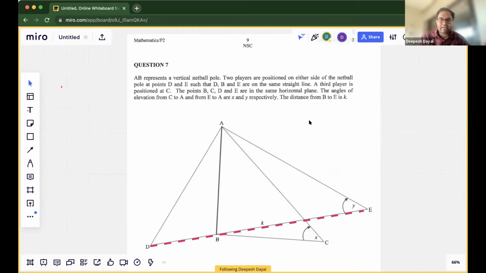Okay, we've got that. They've shown it to us in the diagram. And the distance from B to E is K. So B to E is K. All right, so this is your diagram. I'm going to give you one more minute to reread the question. It's so important for you to understand exactly what we're dealing with here, right?